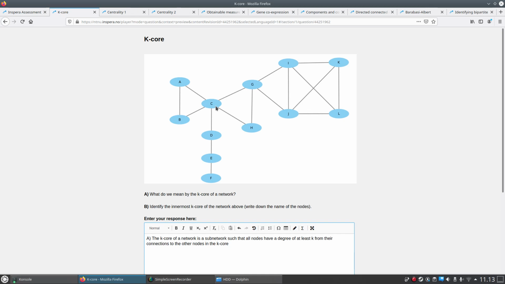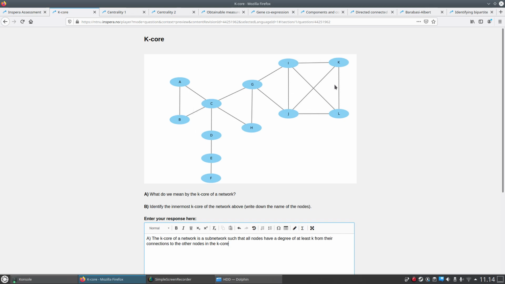And then the 2 core would be the remainder of the network. If we see this sort of sideways hourglass shape here, A, B, C, G, H, that would have a degree of 2 with everything connected to itself. And the same applies here with I, J, K, L. But that's not the innermost core in this case.